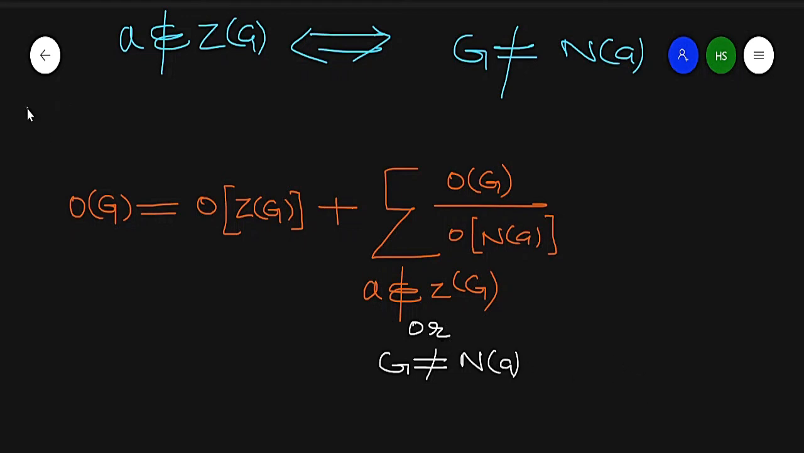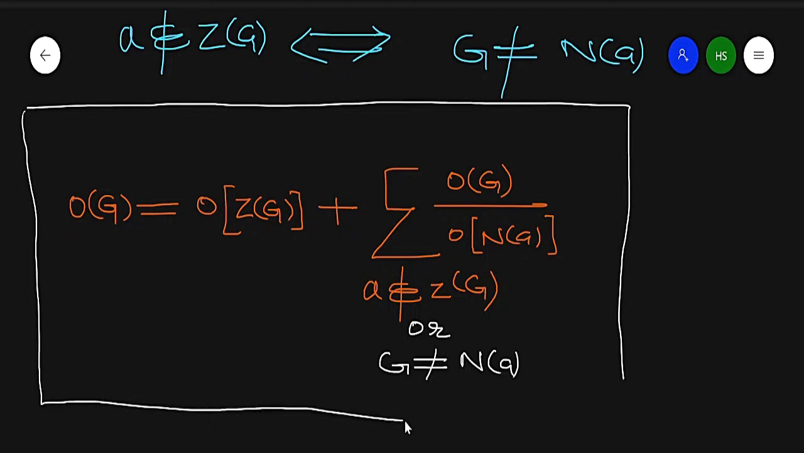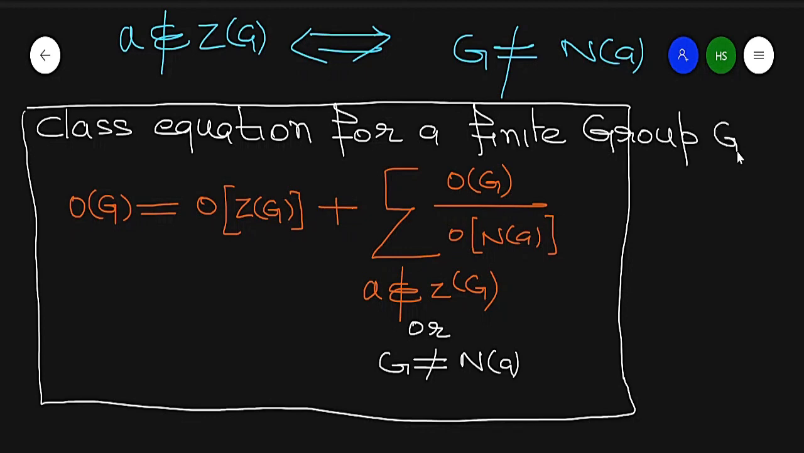So this is called a class equation. This is called the class equation for a finite group. So this is a very important equation. This is called the class equation for a finite group G. So this is a very important equation for applications also.